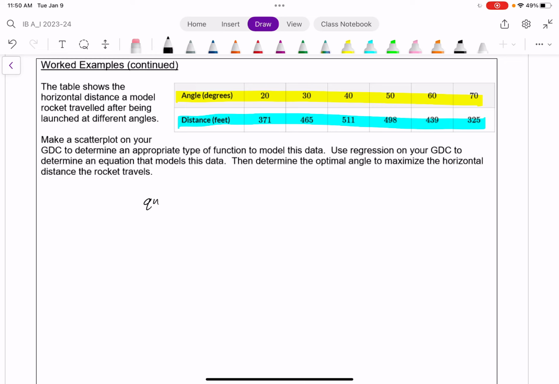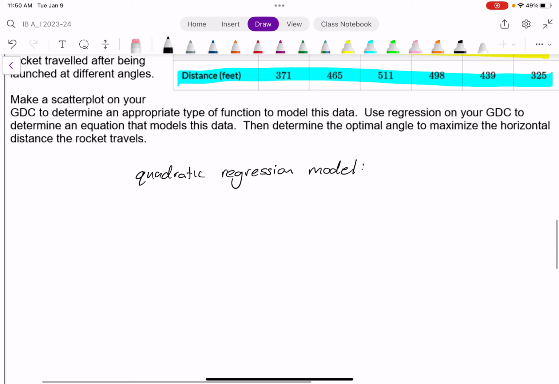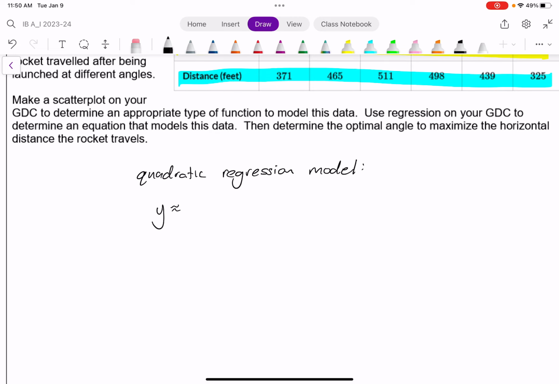So my quadratic model, and again, I'll round everything to 3 significant figures, was approximately y = -0.261x² + 22.5x + 24.2. And again, that was determined using my regression feature, which I use in Desmos, and you can use in any of the graphing calculators.